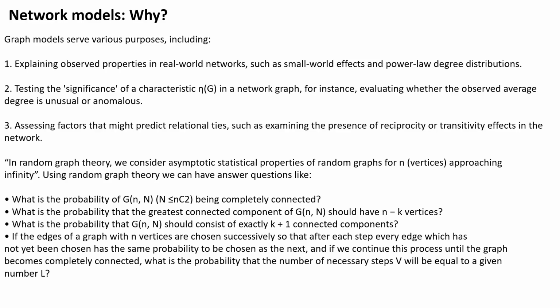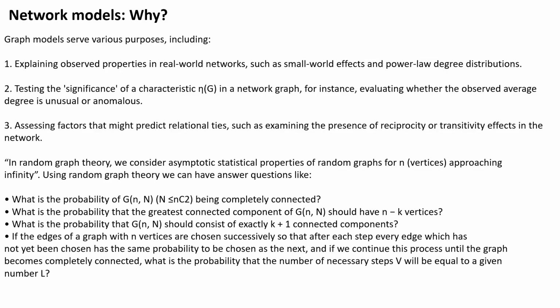Like we saw, a small number of nodes will have high degrees, and a higher number of nodes will have small degrees. These kinds of properties can be explained using models, and can also be used to test the significance of a characteristic in a network graph. For example, evaluating whether the observed average degree is unusual or anomalous. So basically, this is a hypothesis testing kind of thing.